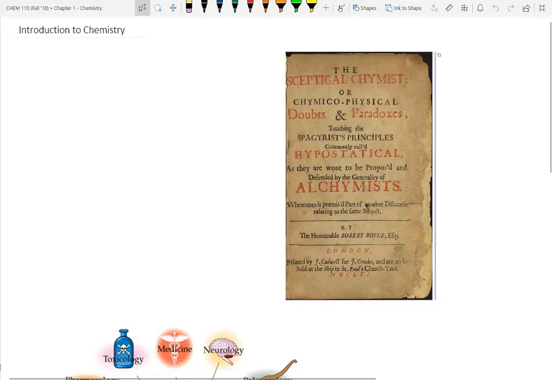All right, so for the first couple of days, we're going to be looking at just basic ideas regarding chemistry. Chemistry, obviously, I got my PhD in chemistry. Does anybody know the origin of chemistry, where the term chemistry even came from?